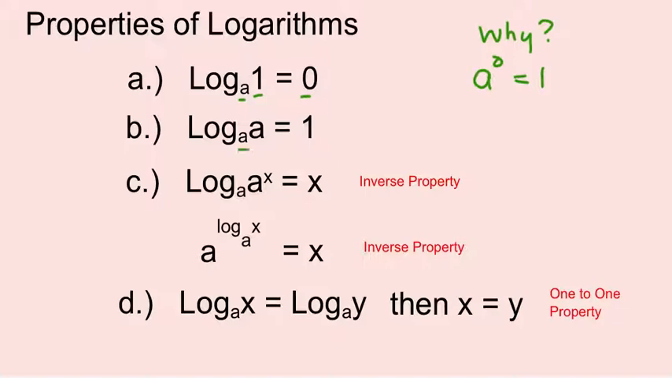Second property, why is this true? So we say a raised to the 1 equals a. Anything raised to itself is 1.